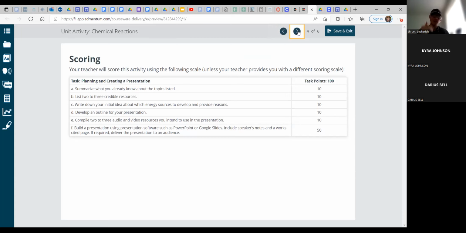So here's what I'm going to be looking for in the presentation. So planning and creating a presentation, as long as you're doing these things, you're good to go. So you're summarizing what you already know about the topics. You're looking for credible resources where you can tell me where you found that information. Write down an initial idea about which energy sources to develop and provide reasons. You're going to come up with which energy source, and then tell me why. Tell us why. That's a good option for us.